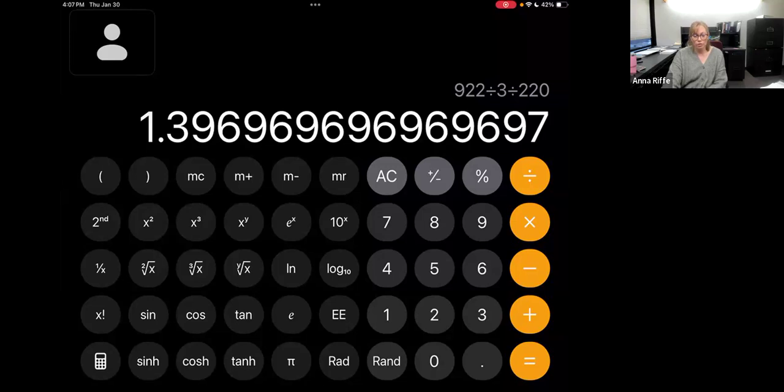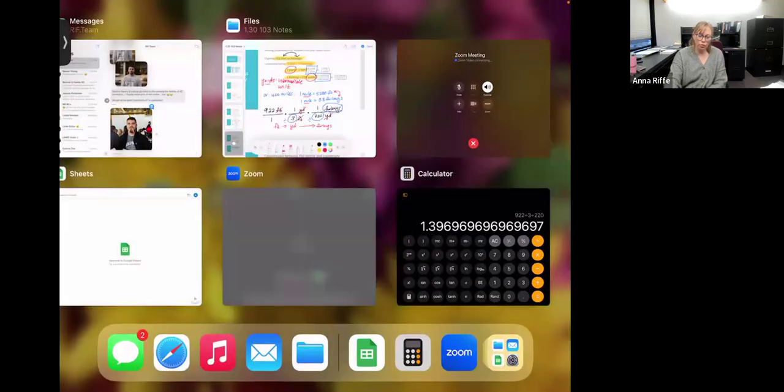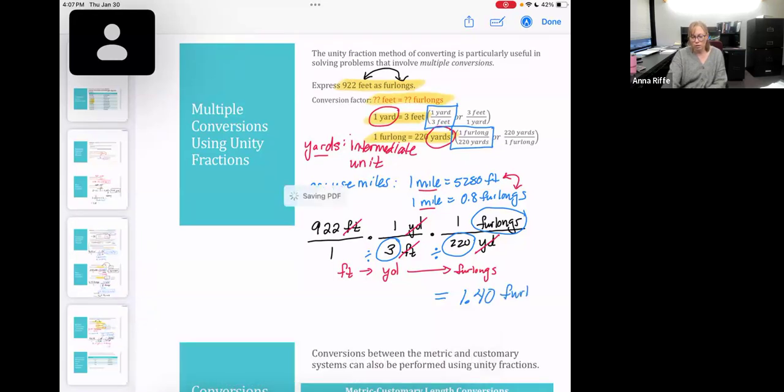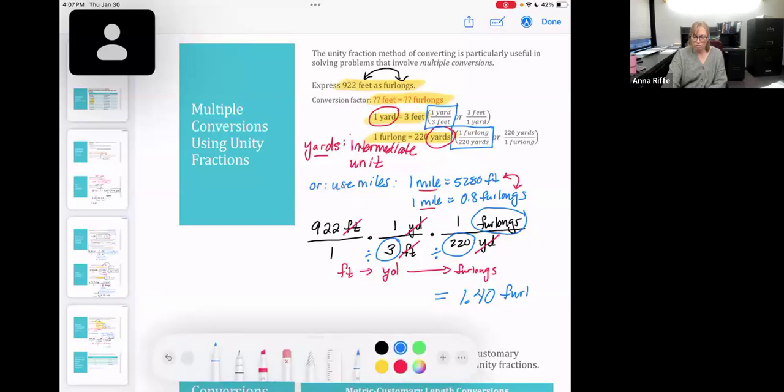So I'm going to round to 2 decimal places. The 9 is in the second decimal place. So if I look to the right, that's a 6. That is bigger than 5. So that will cause the 9 to increase to a 10, which will be 1.4 is my rounded solution. 1.40 or just 1.4 if you prefer. And furlongs is my unit.